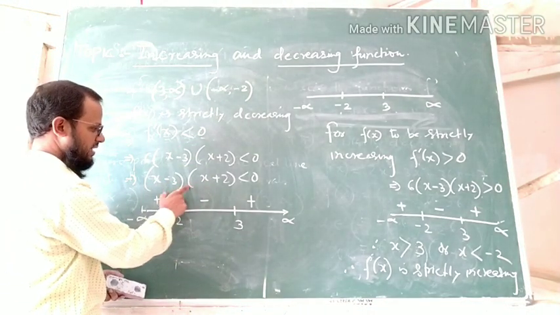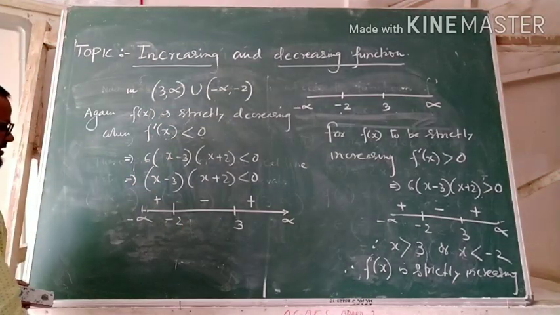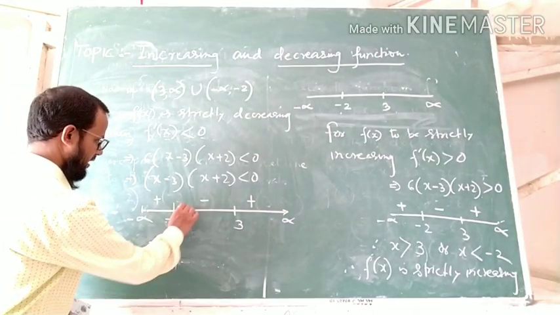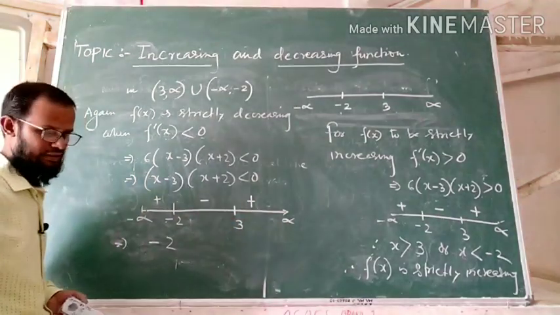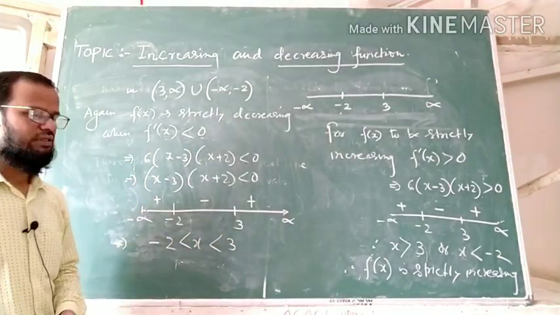F dash x means ये है. ये कहाँ less than 0 हो रहा है? This interval में. That is implies x is what? Minus 2. X कहाँ है? उसके अंदर है. That means minus 2 less than x less than 3.